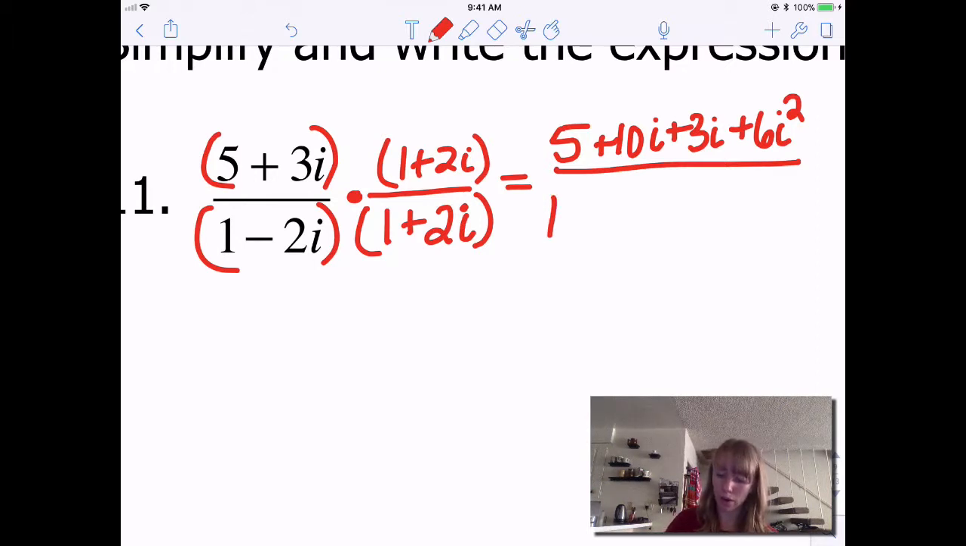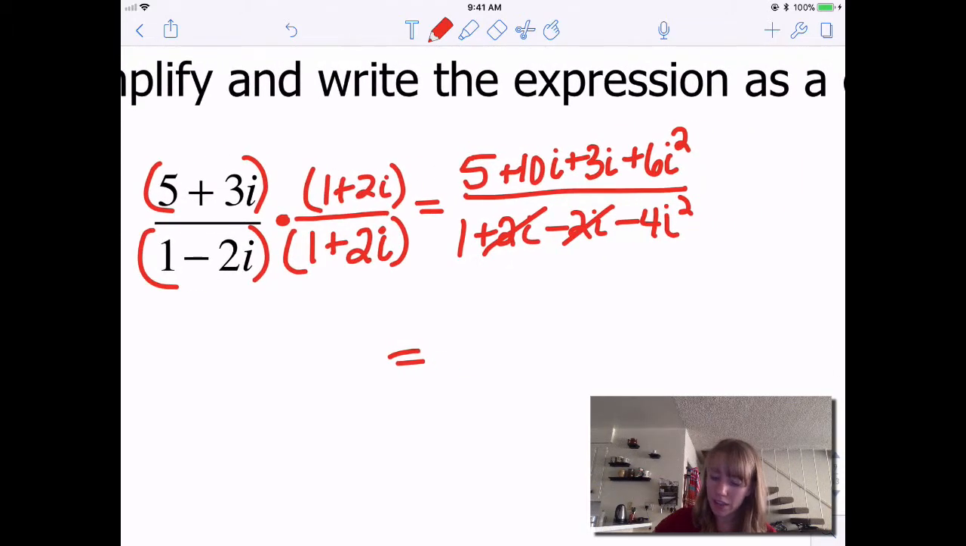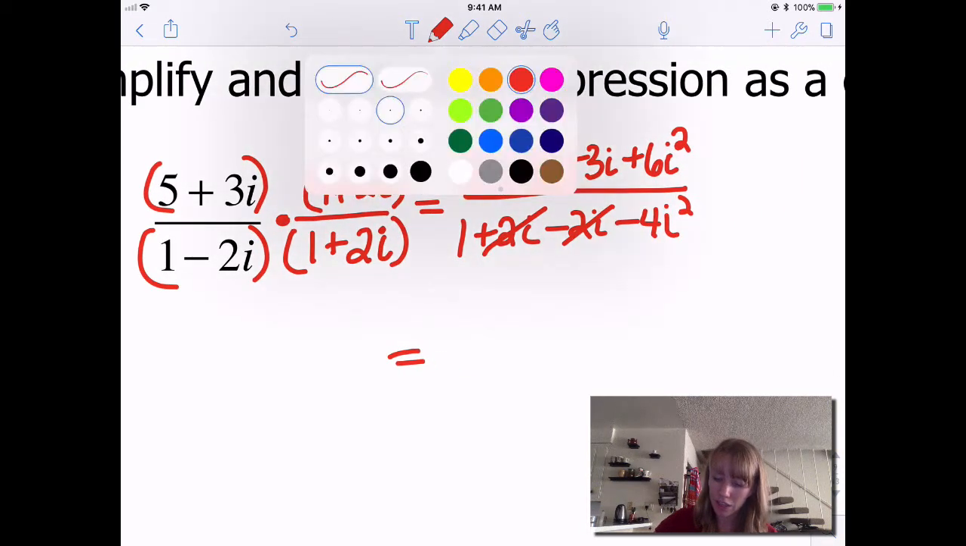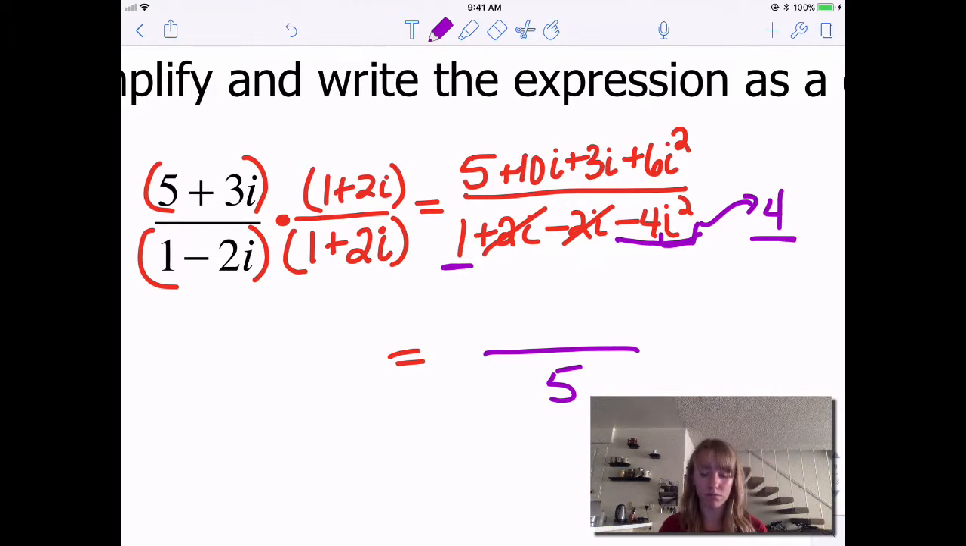On the bottom, we get 1 plus 2i, minus 2i, and then minus 4i squared. Nice thing about that is my 2i and my negative 2i cancel. And then we know that this i squared is actually -1. So negative 4i squared turns into just positive 4. So my new denominator is 1 plus 4, which is 5.